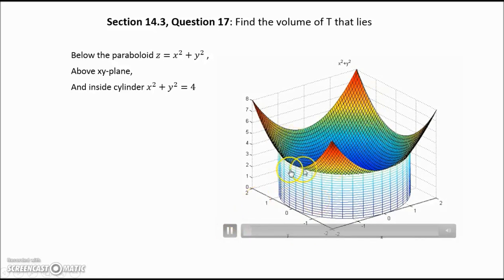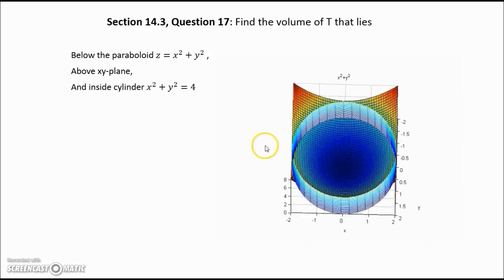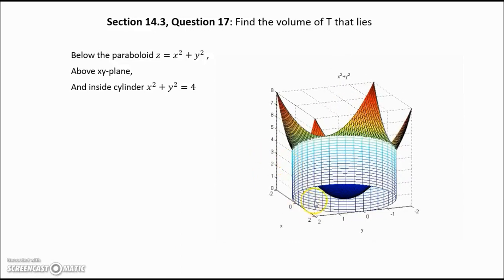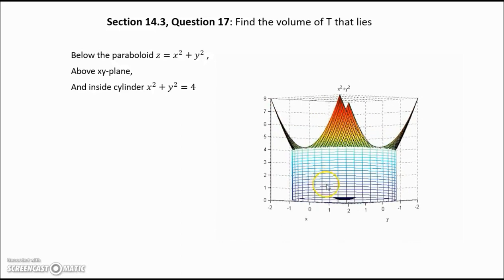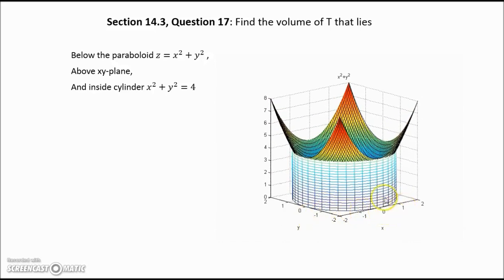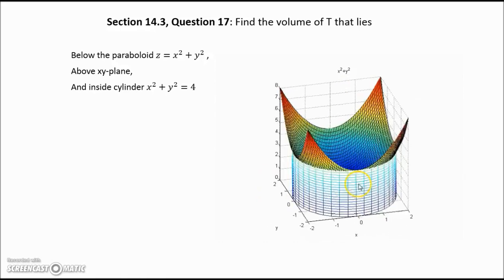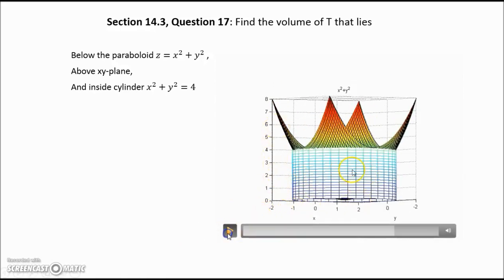So here, this is the paraboloid, as you see this part here, and the part down there is the xy plane, and the cylinder is obvious. So what we want is the region in between the cylinder, the paraboloid, and the xy plane. So how do we find the limits of the integrals here?